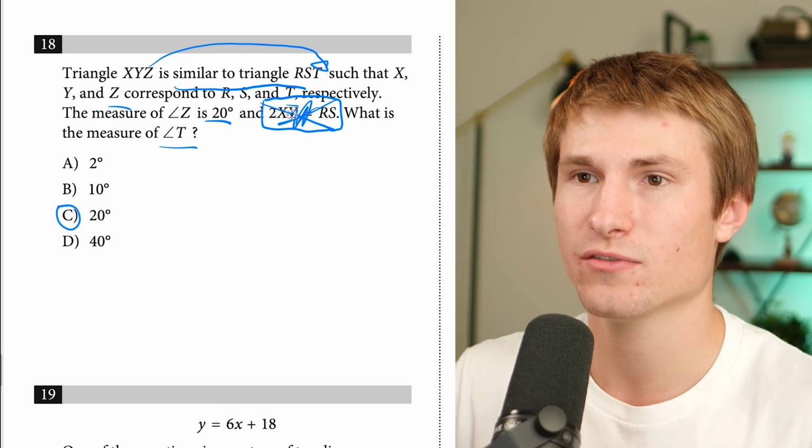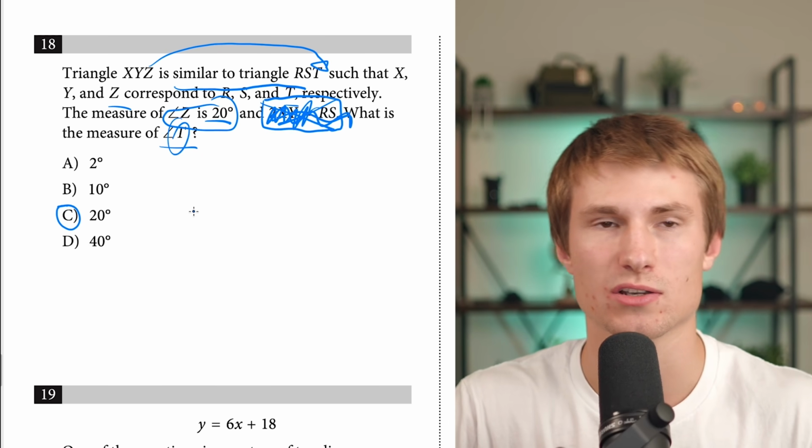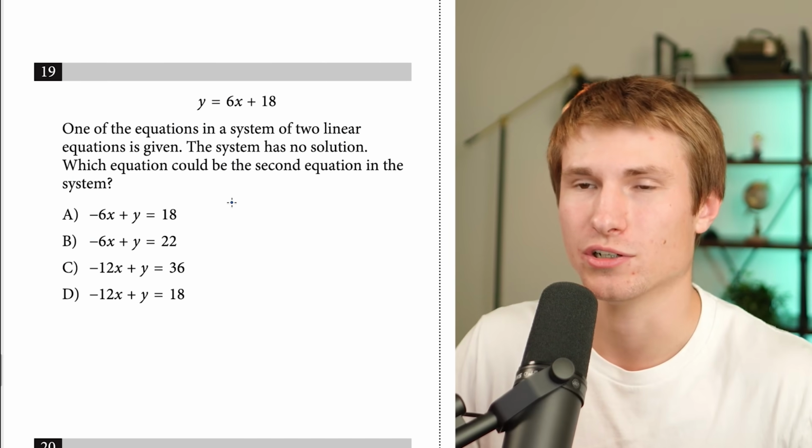So this piece of information does not matter. Okay, all you need is that angle Z is 20, angle T must also be 20, and your answer is C. Here's what you need to know about systems of linear equations that have no solution on the SAT.